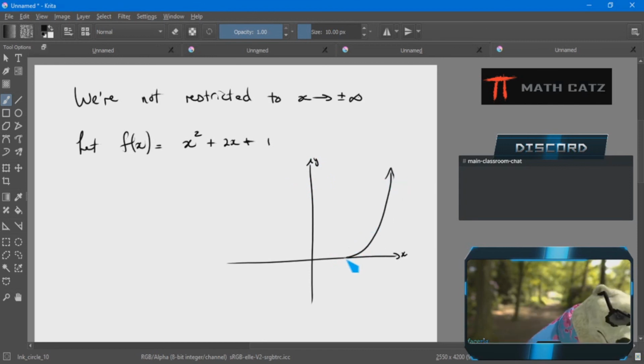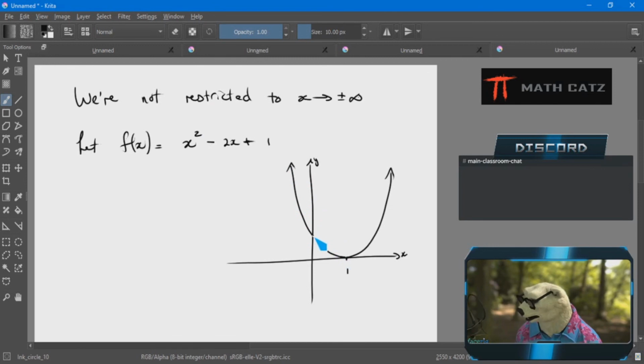Oh, that was backwards, sorry. Let me make this a minus, since I've already drawn the graph. That's the guy I want. Doesn't actually matter. Oh, it's not a bad parabola. Sitting there at 1, y-intercept is 1, everything super straightforward, I hope.